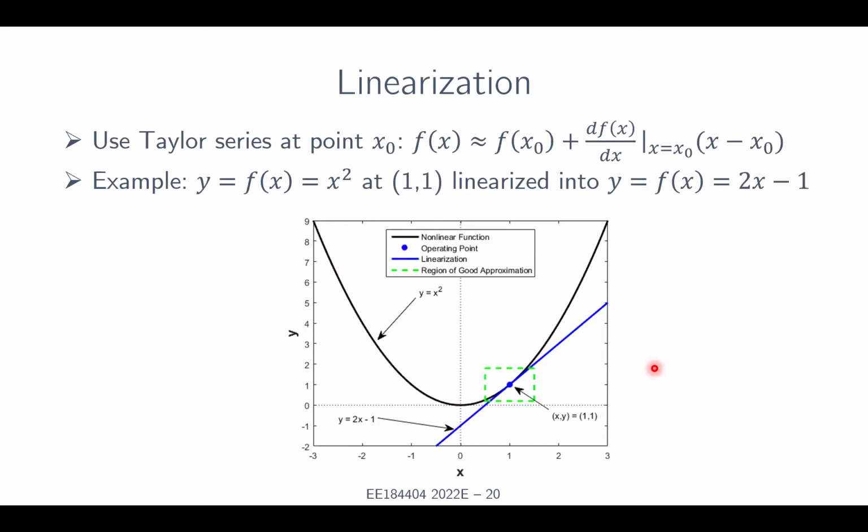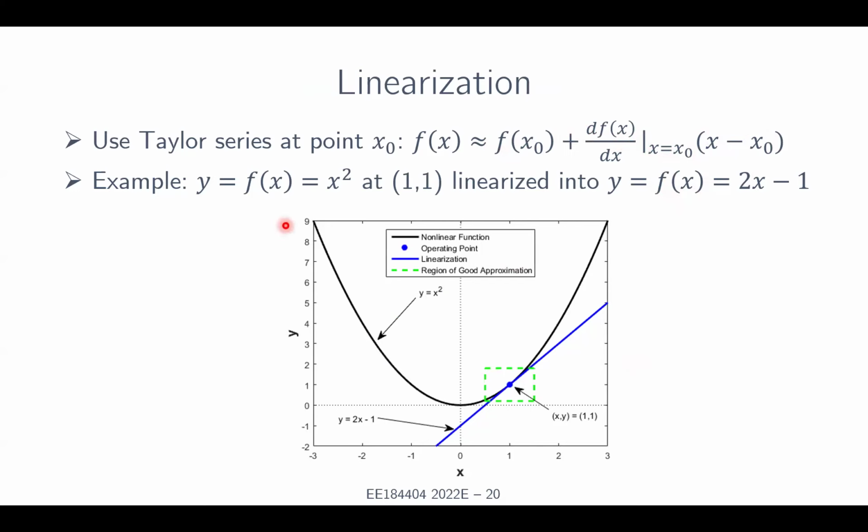Commonly we use the Taylor series to do this at point x0, which makes the equation become f(x) approximated by f(x0) plus df(x)/dx at x equals x0, and then multiplied by the difference.